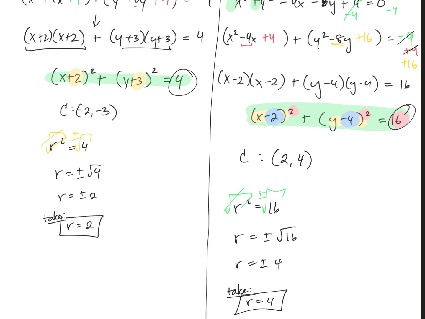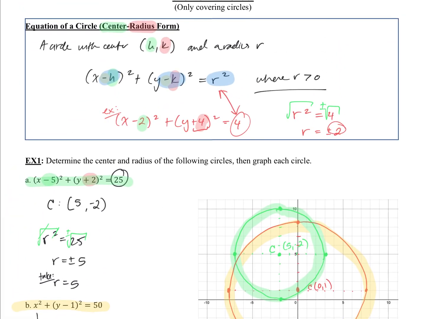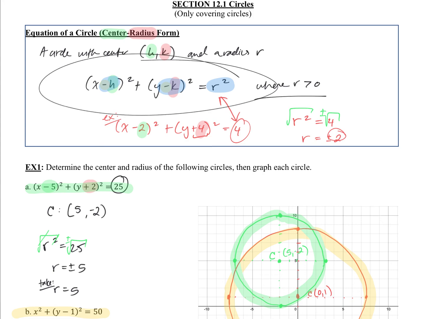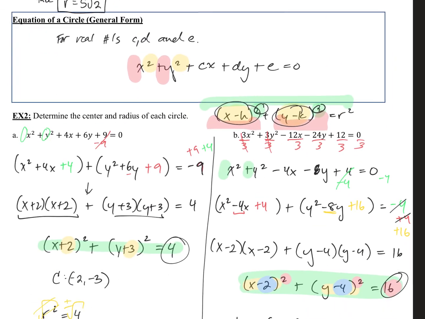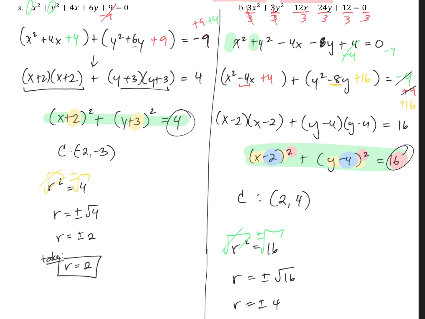Okay, that is it for circles. So main thing, remember, the awesome formula that is your friend is this one. If your circle is not given in that form, you want to get it into that form. How do you do that? By completing the square. Alrighty, that is it for this section.